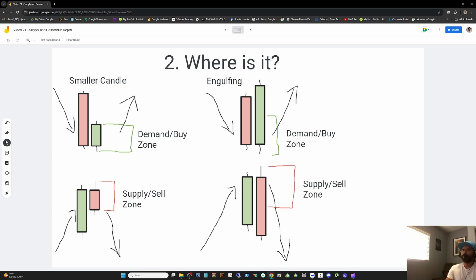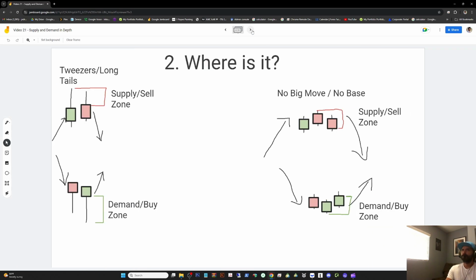We'll draw the zone. When the candle before the move is smaller than the previous candle, we will draw the zone from the top or bottom of the candle to the end of the tail. When the candle before the move engulfs the previous candle, we'll go from half of the body to the end of the tail. If anything isn't clear, make sure that you listen to what I say and then pause the video.